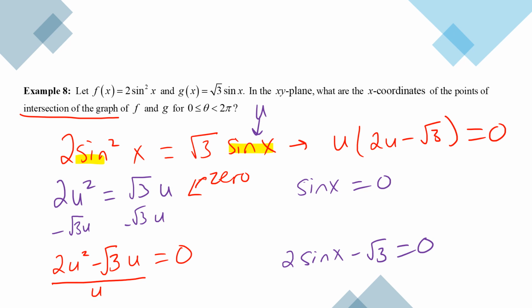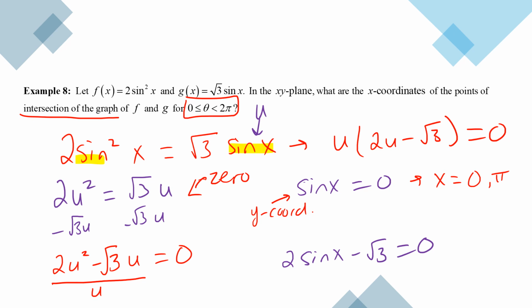This was the easy one. You're asking yourself, when on your unit circle does the y coordinate equal 0? 180 and 0. Does that make sense? So for this one, x equals 0 and pi, or 0 and 180, but it asks for intervals from 0 to 2 pi. That's the easy one. Questions about the easy one?